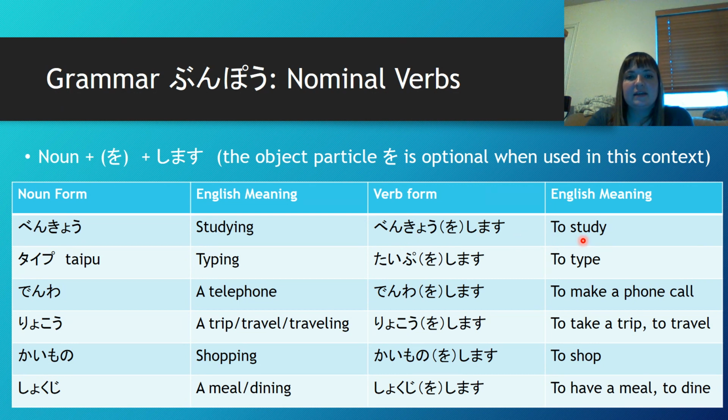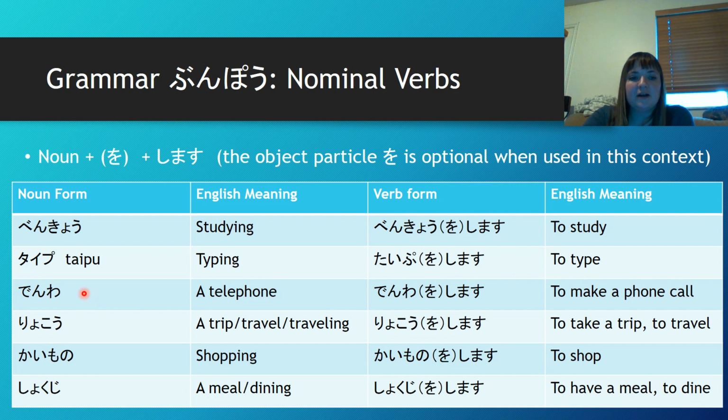Now, something to note, again, is that the particle o is optional when we use it in this context. So it's in parentheses, and honestly, I leave it out if I don't ever need it. So you don't really need it. Don't even worry about putting it there. So benkyou shimasu, to study. Our next one, of course, is taipu. Taipu, okay? So typing. Taipu o shimasu, or just taipu shimasu, is to type.